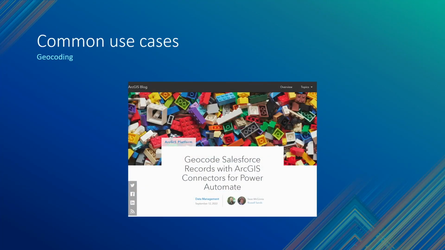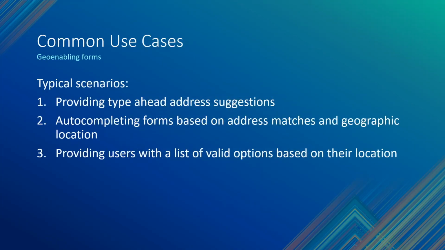And when it comes to some examples of this, using something like a connector within Power Automate to geocode a Salesforce record, whether it gets created or is an existing record. On the side of geo-enabling forms, some typical scenarios that we see are providing a type-ahead search suggestion. So as the user inputs an address, what are some sample suggestions that can be given to make sure that we're reducing the possibility of any user error.